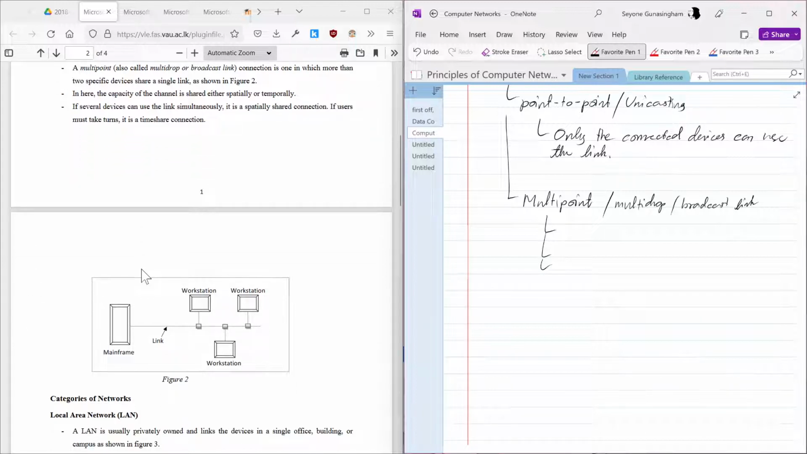So under this, we have spatially shared connections and we have time shared connections, as the guy says. So spatially, space, like I said before, if we're sharing the space, that means we're sharing the bandwidth, right? Say we have three devices and they're all transmitting simultaneously, at the same time, they're sharing the space, or they're sharing the bandwidth. Spatially shared connection.